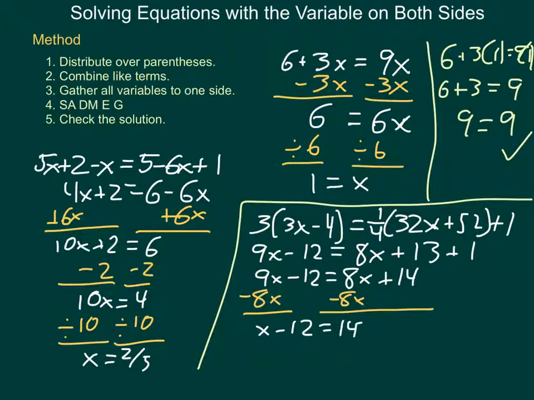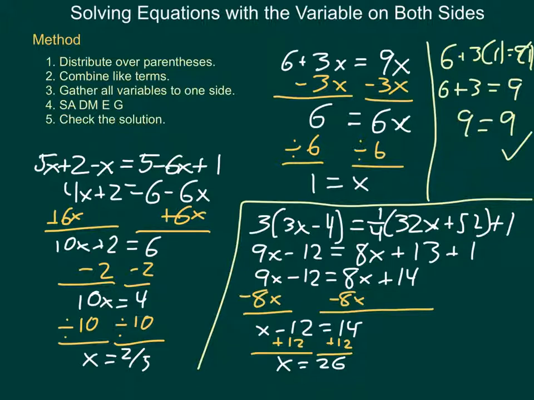Then, SAD-MAG. Do I have any subtraction or addition? Yes, I have subtraction, so I'm going to add 12 to each side, and it leaves me with the result of x equals 26. And again, we can go through and check that.